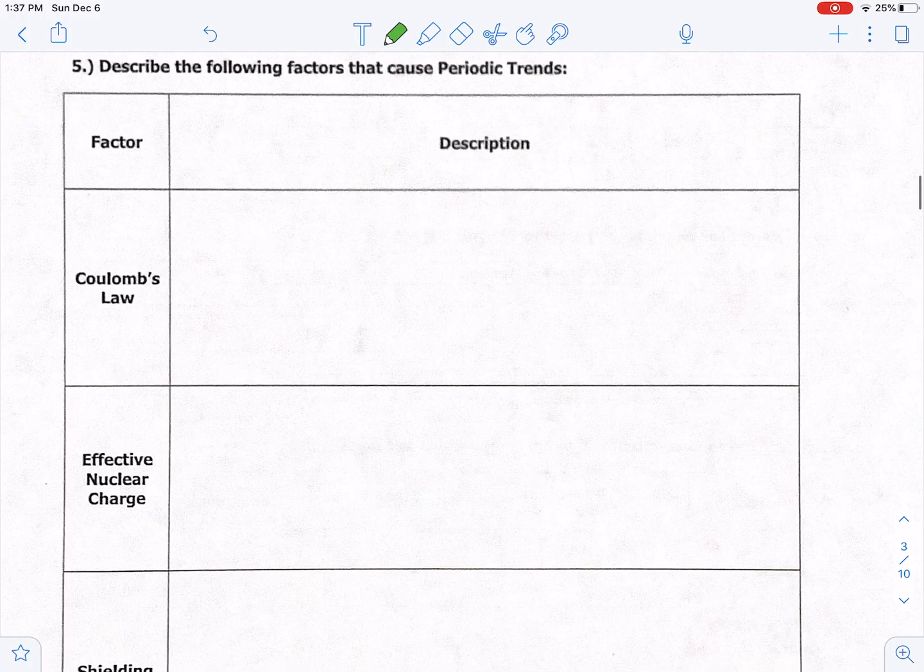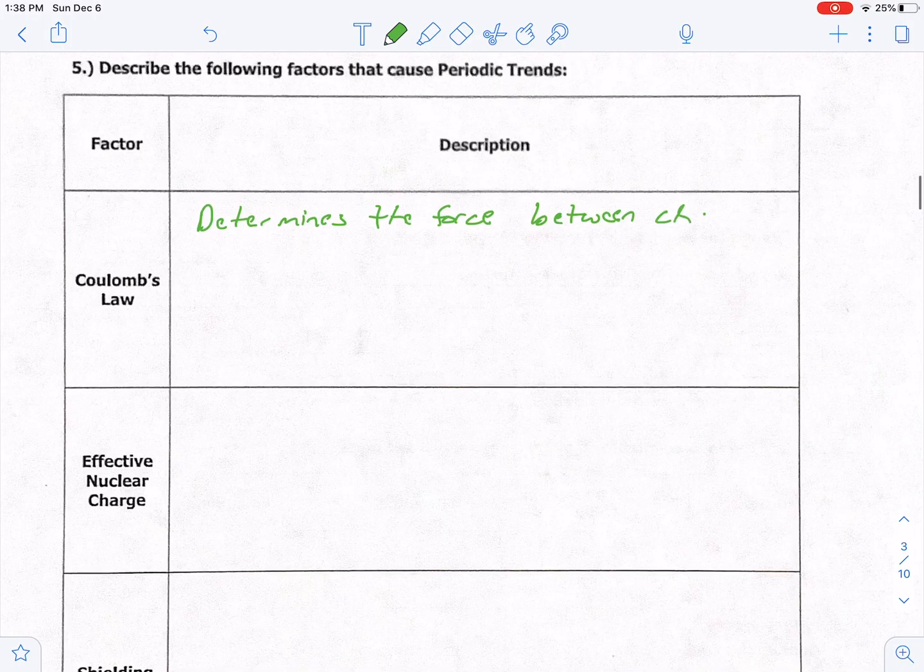Okay, so now let's go over some of the causes, the factors that cause periodic trends. A lot of these are pretty self-explanatory once we go into them, so we're going to make sure we explain them pretty good. Okay, so Coulomb's law, all that is it determines the force between charged particles.